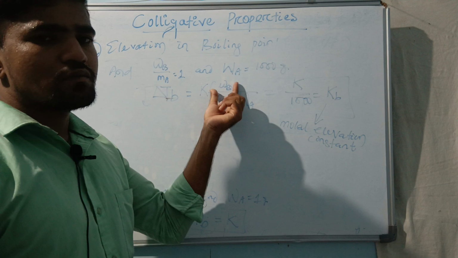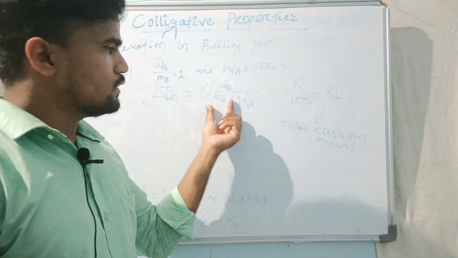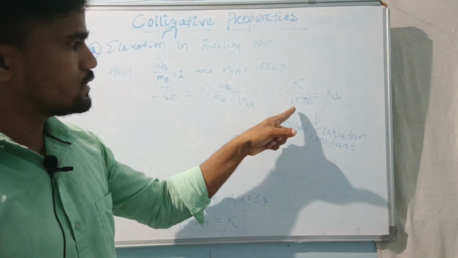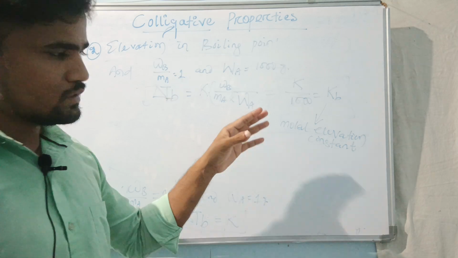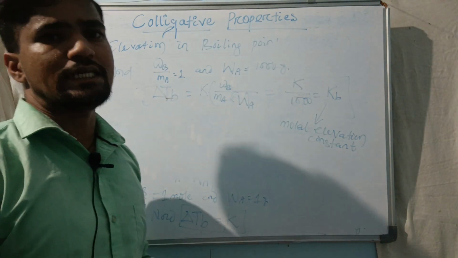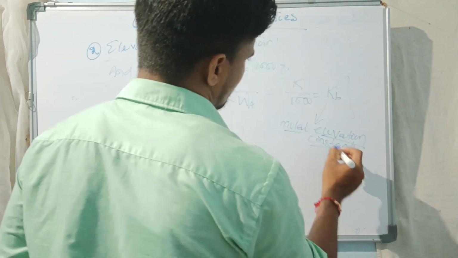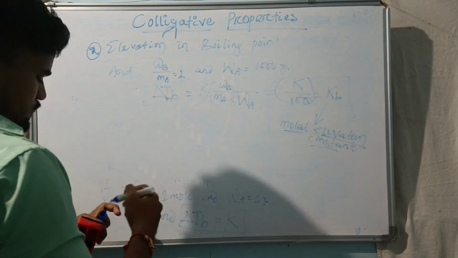What is this? Mass of the solute. This is the molecular weight of the solute and the weight of the solvent, into 1000. So this is 1000 divided by K, right? So this is the formula of molality. Therefore it is called the molar elevation constant, KB, whose value is K upon 1000.